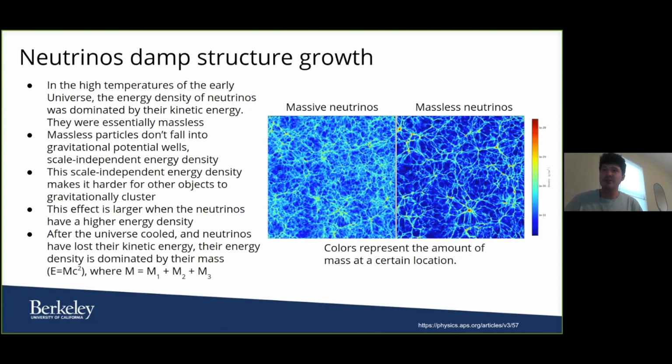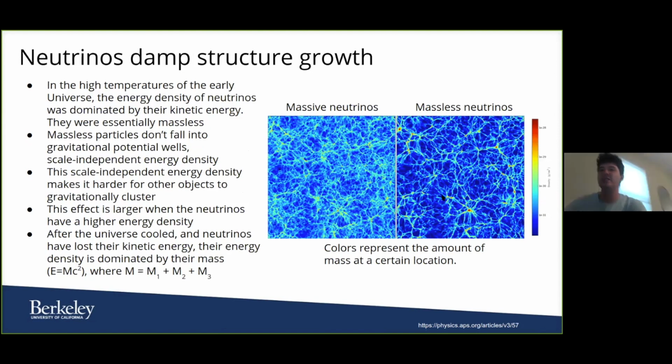So this is what neutrinos actually do in an observable way: they damp structure. Over on the right-hand side here, I have two different plots. The colors are just the amount of mass that you have at a particular point in space. On the left, we have a universe where the neutrinos are massive, and on the right, we have a plot where the neutrinos are massless.